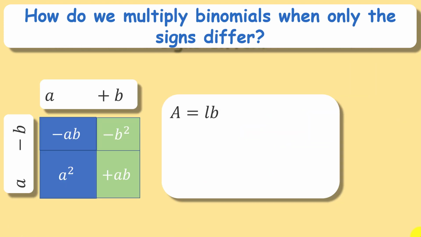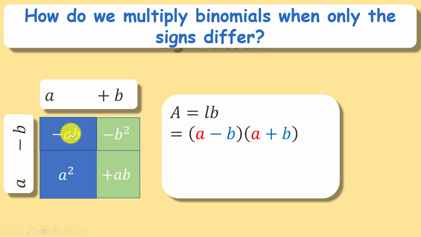How do we multiply binomials when only the signs differ? So we've got an a plus b times an a minus b. It's not the squaring of a binomial, it's just exactly the same binomial but the signs differ. There is a shorter method, but first see what happens. If we expand the brackets, we'll get a negative ab, a positive b squared, a positive ab, and a positive a squared. So, what happens with a negative ab and a positive ab?